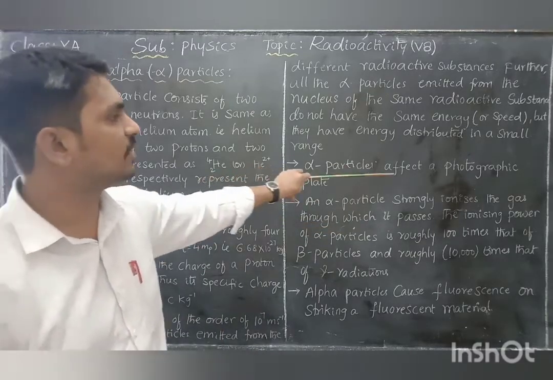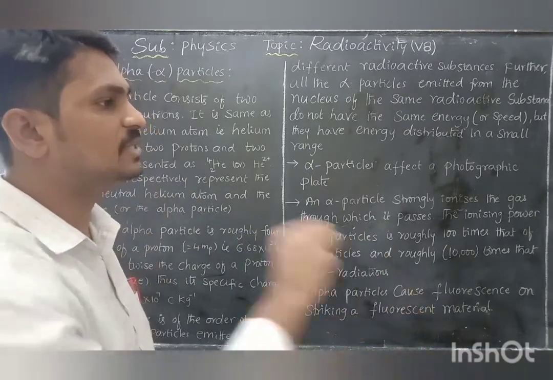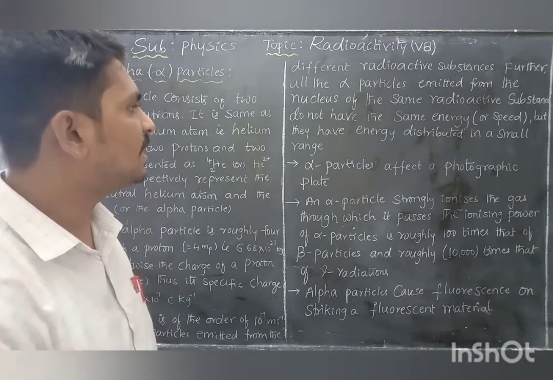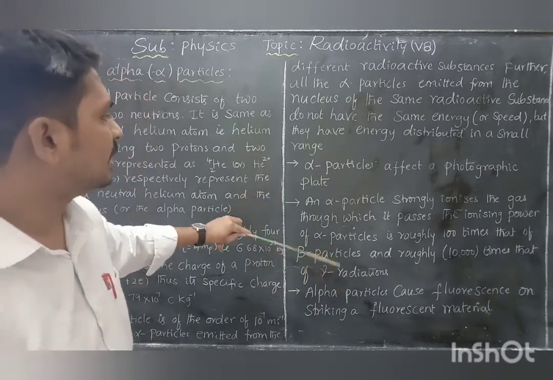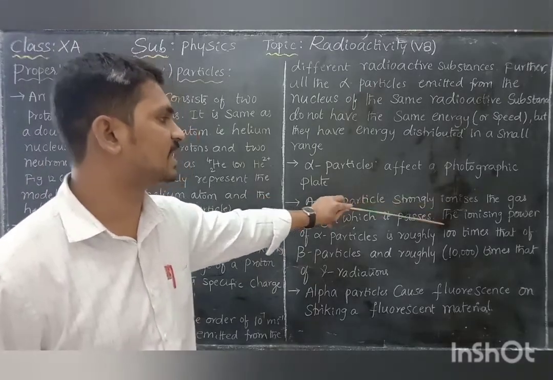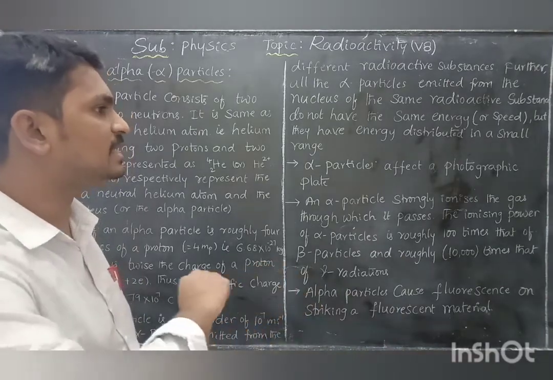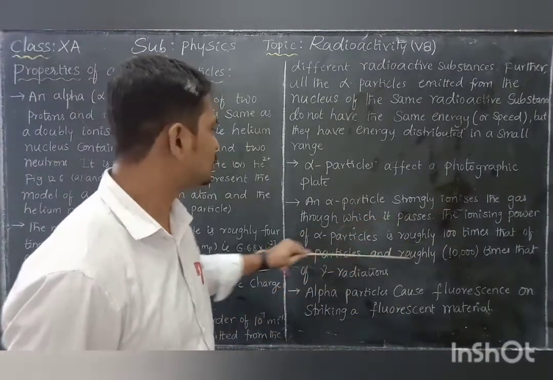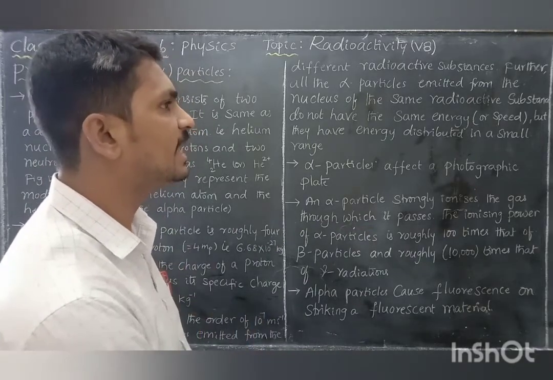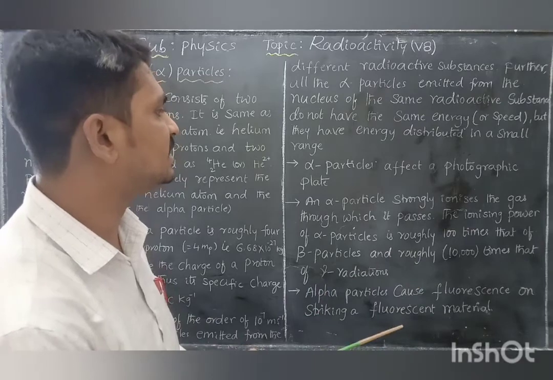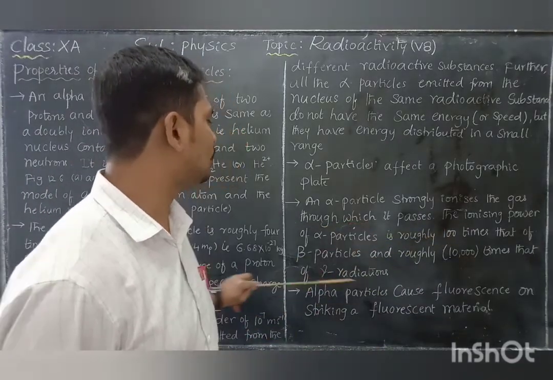Next, alpha particles affect a photographic plate. Photographic plate means if any light falls on it, it records that entire thing, whatever the light falls on. So alpha particles also affect the photographic plate. Next, an alpha particle strongly ionizes. Ionization is nothing but whenever the alpha particle moves in a medium, the medium will be split up into ions, in the gas through which it passes. If any gas or any medium, the alpha particle is moving in that, it will be easily split up into ions. The ionizing power of an alpha particle is roughly 100 times that of the beta particle.